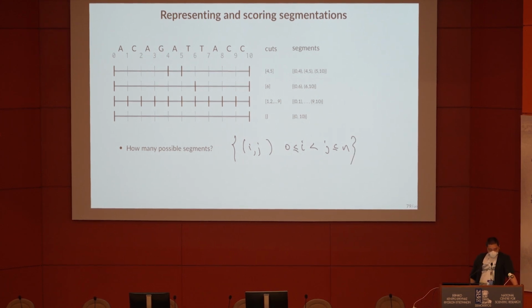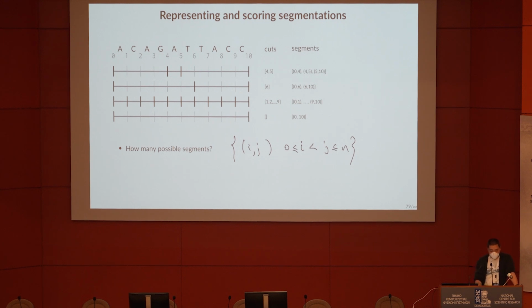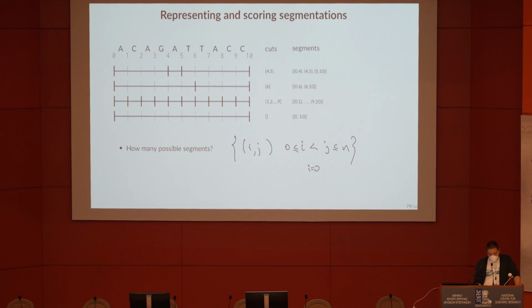So you can count how many of these there are. I always get it wrong when I do it. But the way you would do it is, okay, for i equals 0, you have how many? We have 1, 2, 3, up to n. So we have n segments. For i equals 1, you have n-1 segments. And eventually for i equals n, we have 0 segments. So then we have the sum. This is the total number of segments. What is this sum? I always get it wrong.